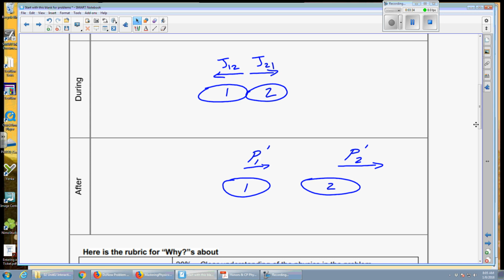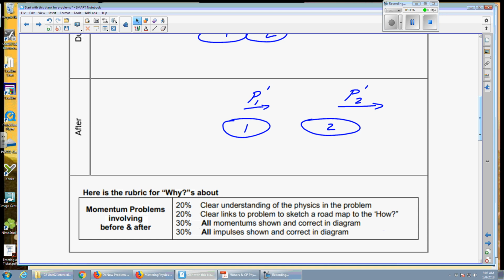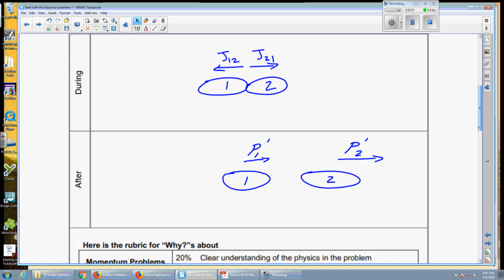If I look at my rubric, all momentums shown in correction diagram, all impulses shown in correction diagram. So if I don't label them as those, I don't get credit for this. And the nice thing about my impulses is I know they always come in pairs, they're always equal and opposite. That's what made Newton's third law, right?